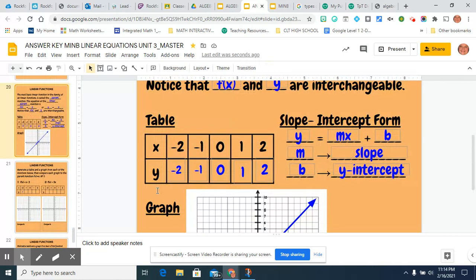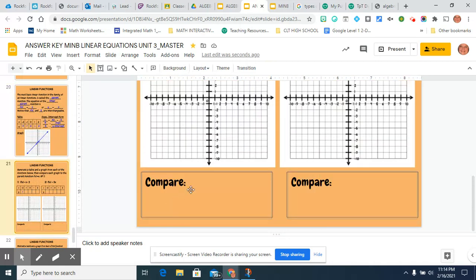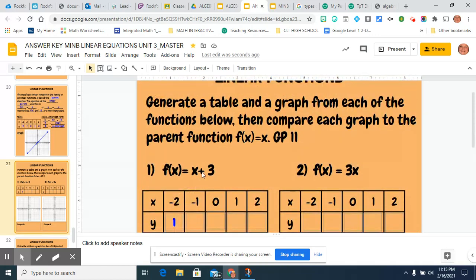And then lastly, you need to compare what you have to what the parent graph is on the slide beforehand. Now, when we want you to compare, we want you to say what's the same and what's different, right? And primarily what's different, because if they're linear, they're both going to be lines. So what's changed? How has this line moved or been affected by what we've done to the equation?